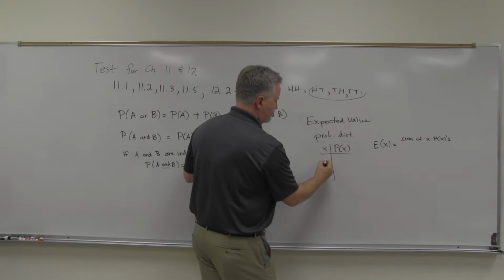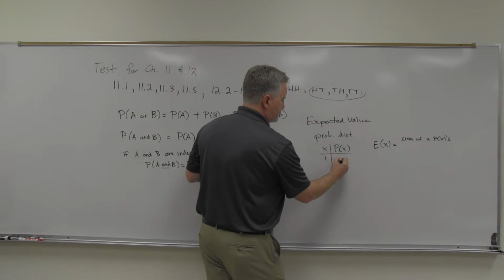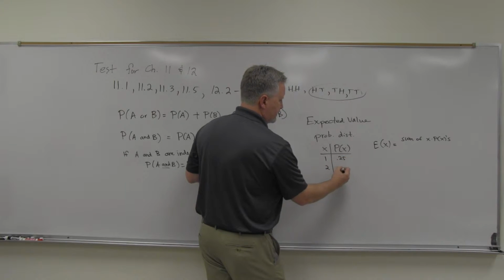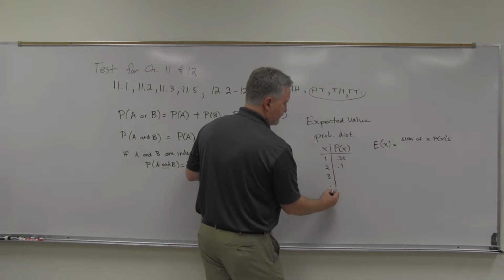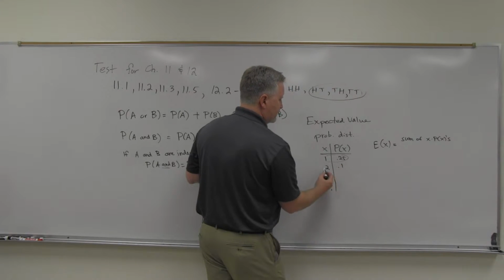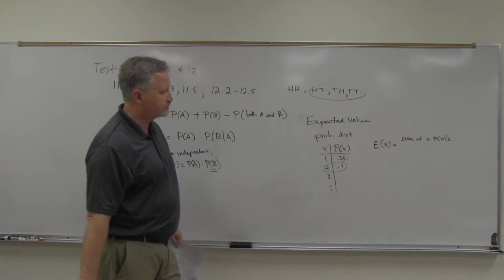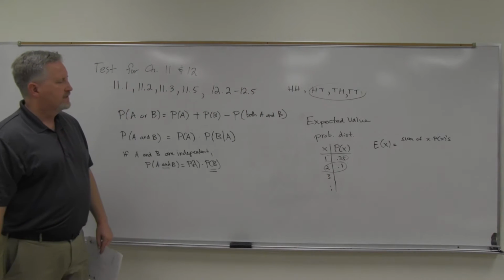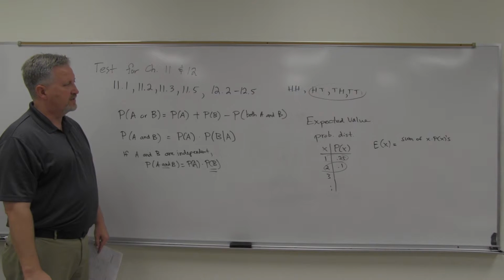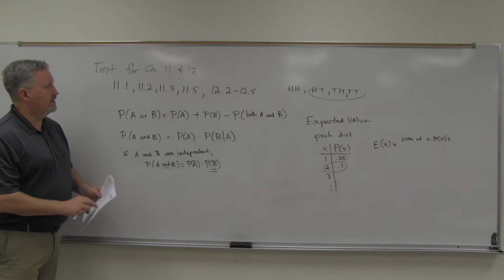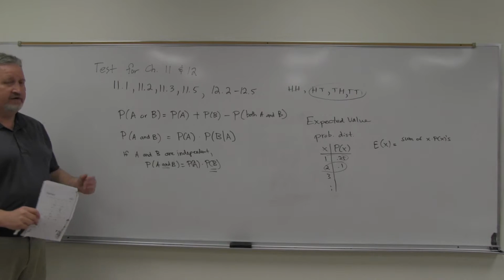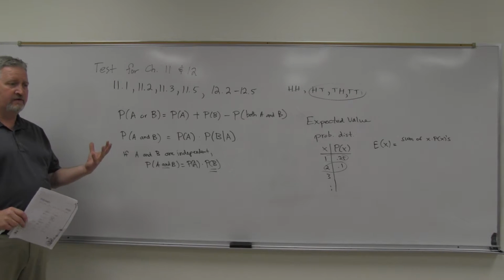Yeah, so X is 1, and P of X here is 0.25, X is 2, 0.1, and 3, so forth and so on. We just multiply each X times P of X, add those together, and that's your expected value. It's called the expected value. All right, so that's chapter 11. Any questions about anything there?